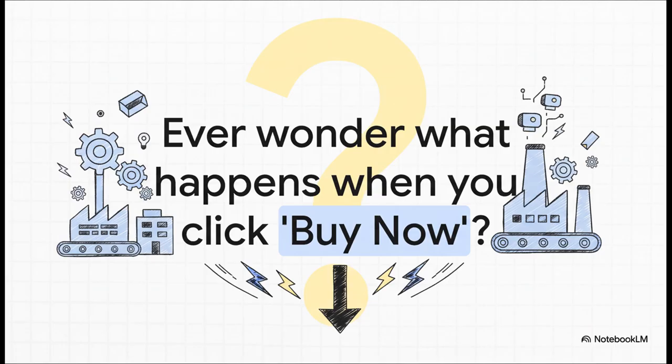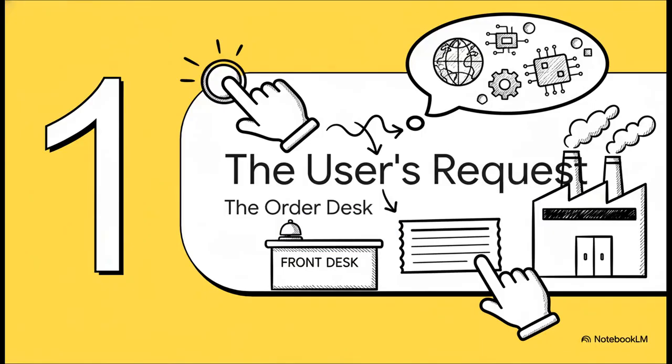So, to really get our heads around what's going on, let's imagine the whole backend system is like this super efficient digital factory. We're going to follow your order every step of the way. Okay, so your click? Think of it like an order ticket that just arrived at the factory's front desk. Simple enough. But here's the catch.